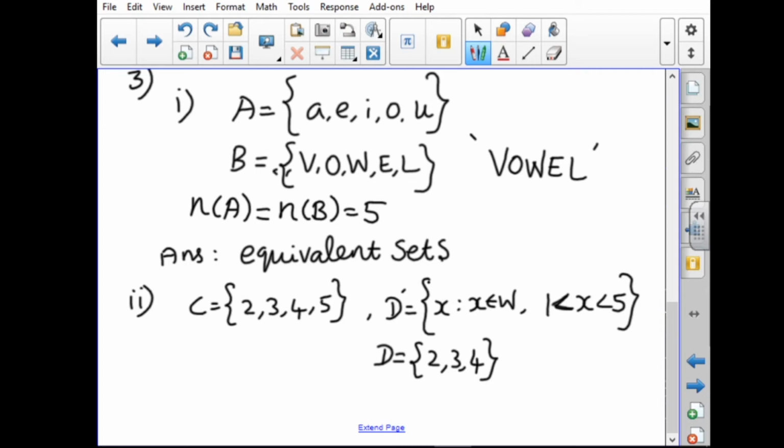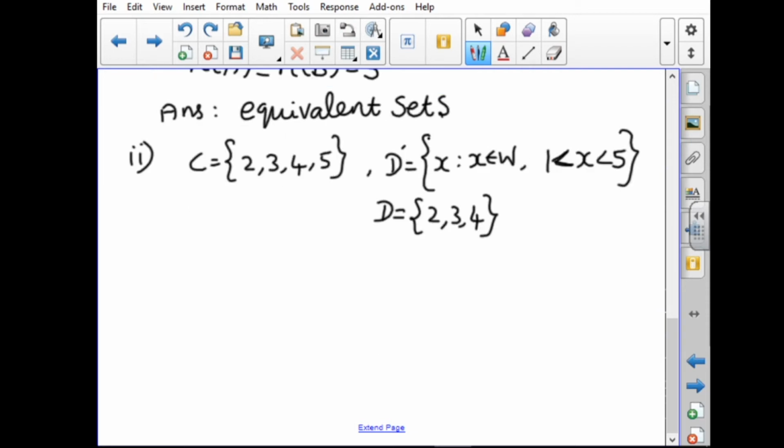So consider the C set and the D set. Here the number of elements is not equal, because 5 is missing. If 5 were also included, they would be equal sets, but 5 is missing and the number of elements is not equal. So these are called unequal sets. Suppose 5 is included, then C and D are equal sets.